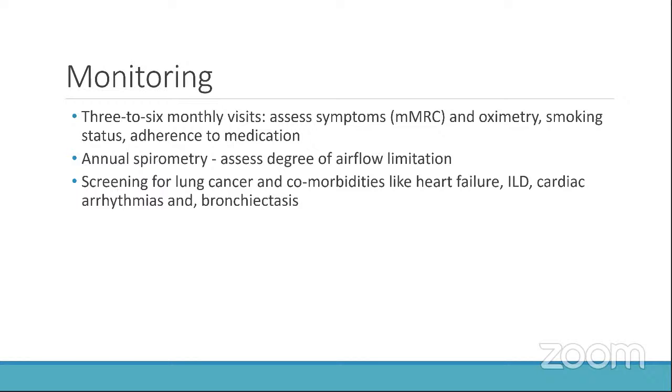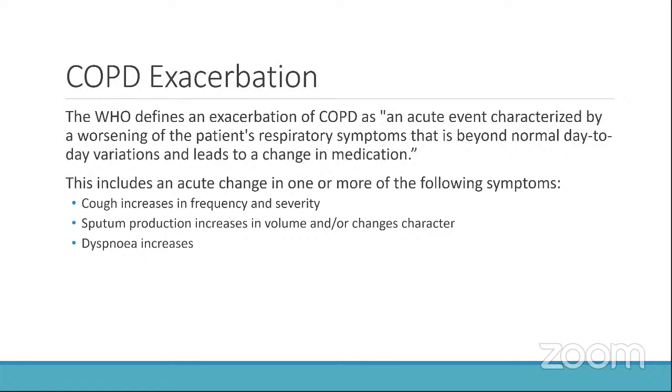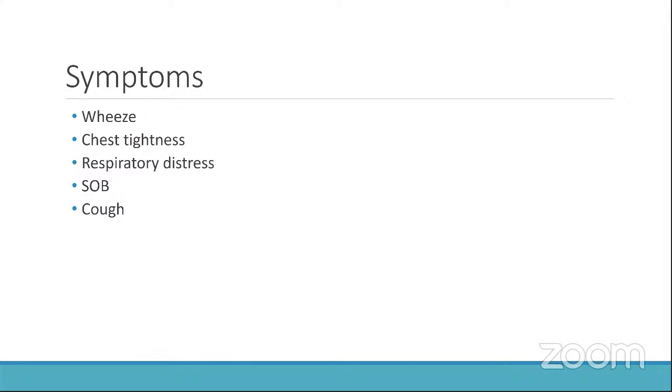On to exacerbations. The WHO defines an exacerbation of COPD as an acute event characterized by a worsening of the patient's respiratory symptoms that is beyond the normal day-to-day variations and leads to a change in medication. This includes an acute change in one or more of the following symptoms. Cough increases in frequency and severity, sputum production increases in volume and/or character, or dyspnea increases. Some of the symptoms that can be reported when a patient is experiencing an exacerbation include a wheeze, chest tightness, shortness of breath, or increased cough.